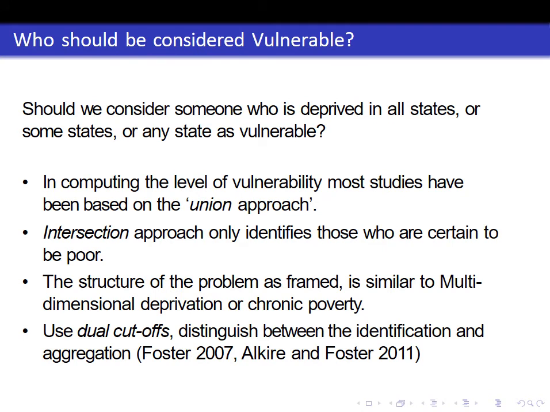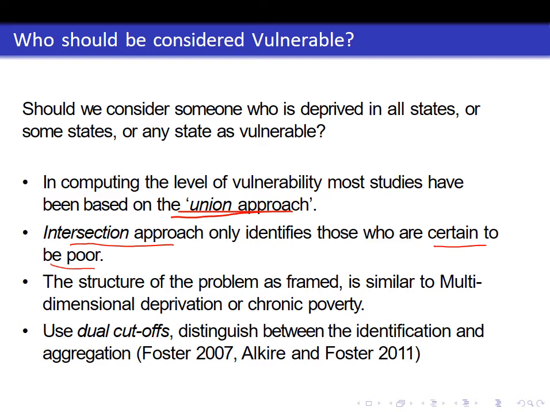When it comes to identifying the vulnerable, most of the literature uses a union-based approach where an individual is considered vulnerable if there is any possibility of being poor in the future. Similarly, there is another approach which would be the intersection approach, which only identifies those individuals as vulnerable who are certain to be poor in the future.